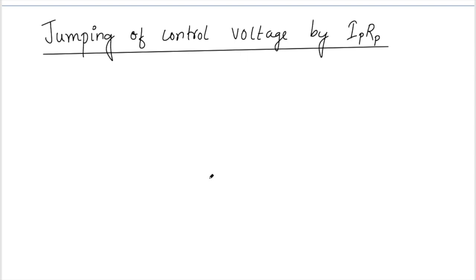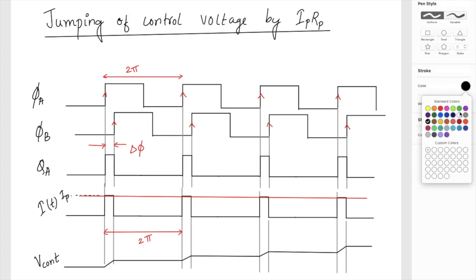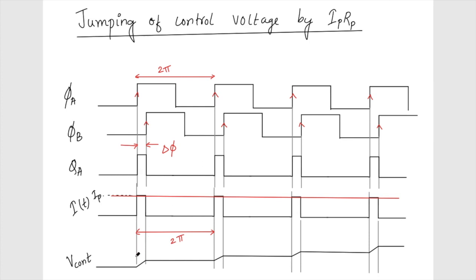Basically the control voltage is jumping because of suddenly turning on and off the current switches. So this is how it looks. It is supposed to be smooth like this, but if suddenly a current Ip flows through a resistance, what is going to happen? It's going to look something like this. Instead of smooth, there will be a jump first, and then it will come down.